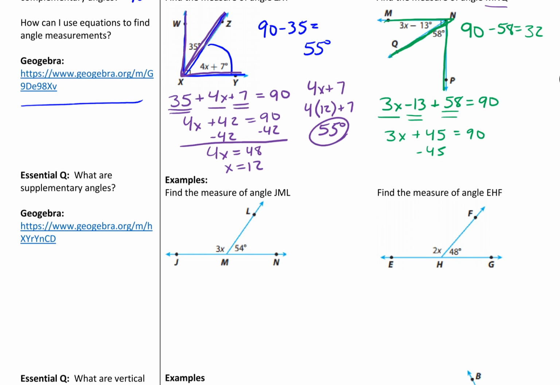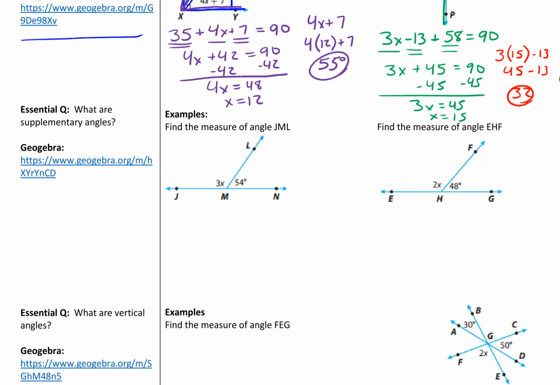Subtract 45 on both sides. And so x would equal 15. So if I asked you what x would equal in this case, you would give me 15. If I asked you the measurement of the angle, you would go in and replace x in the expression 3x minus 13 with 15. So 3 times 15 minus 13 is 45 minus 13, or 32.